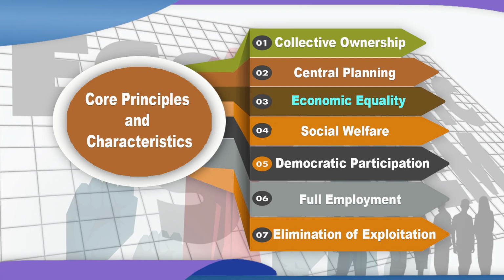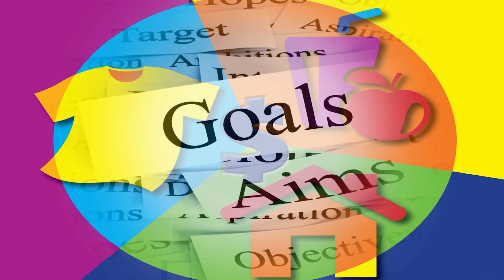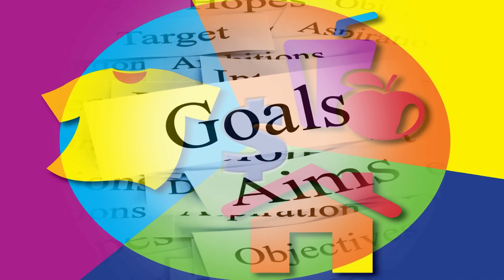Next is economic equality. Socialism aims to reduce economic inequality by ensuring that the benefits of production are distributed more equally among the members of society. This may involve progressive taxation, comprehensive social services, and limits on individual wealth accumulation. The goal is to provide all citizens with access to basic necessities and opportunities for social advancement.